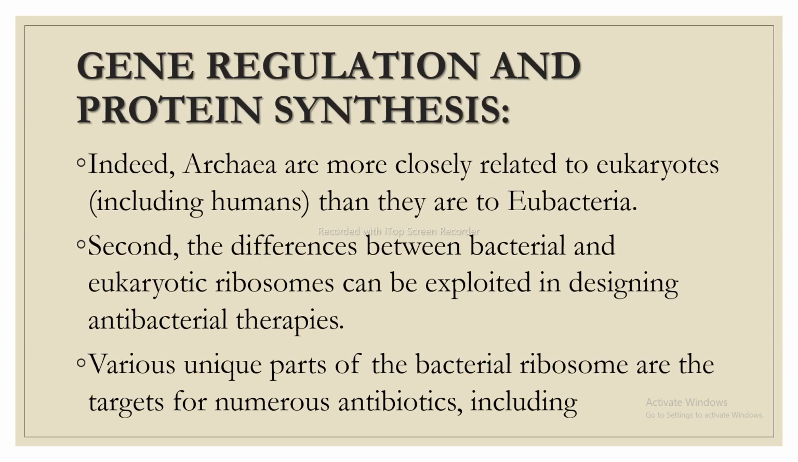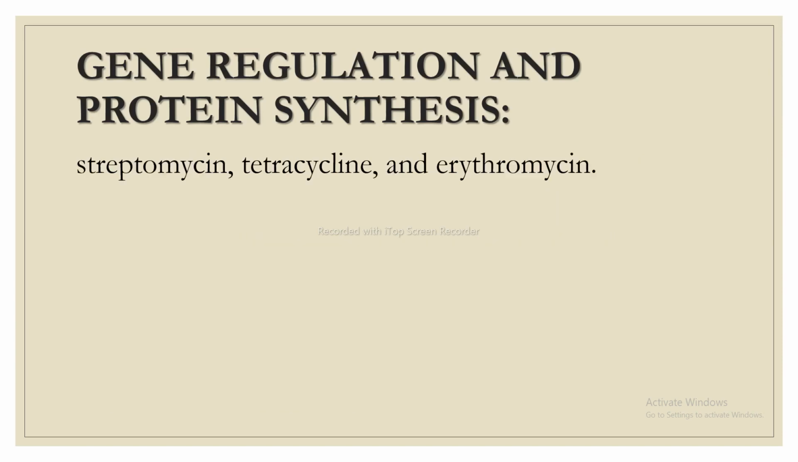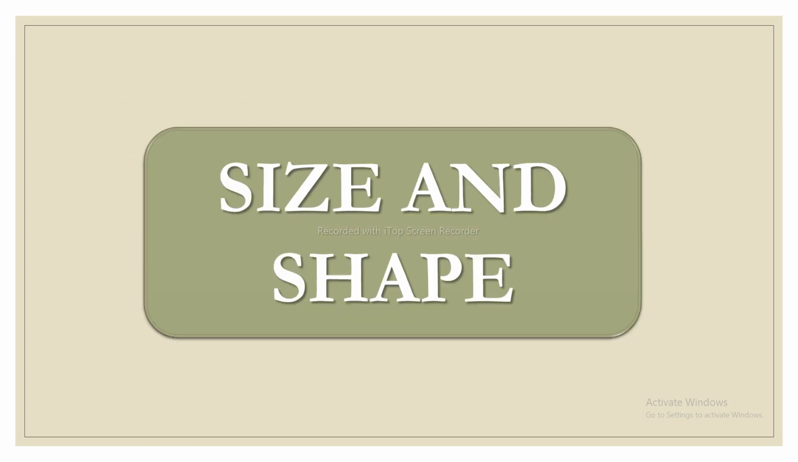Second, the difference between bacterial and eukaryotic ribosomes can be exploited in designing antibacterial therapies. Various unique parts of the bacterial ribosome are the targets for numerous antibiotics, including streptomycin, tetracycline, and erythromycin. Next I am going to discuss size and shape.